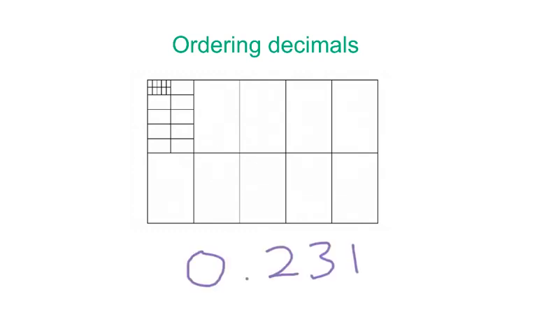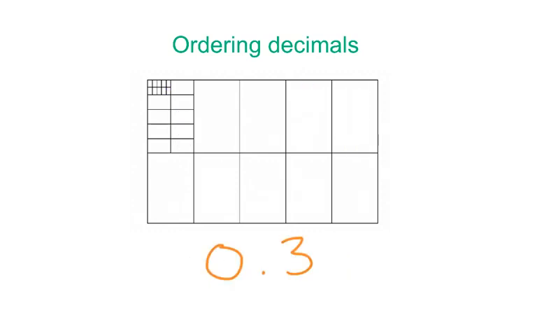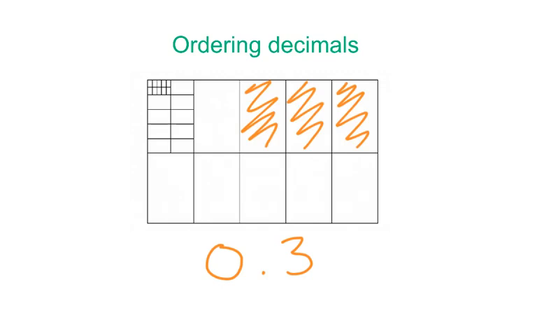Let's look at 0.231. Now that would look like this. Reason being that the 2 means 2 tenths, the 3 means 3 hundredths, and the 1 means 1 thousandth. And that is shown as coloured in. Now let's look at 0.3. To colour this in on the decimat, it would simply look like this, because 0.3 just means 3 tenths.